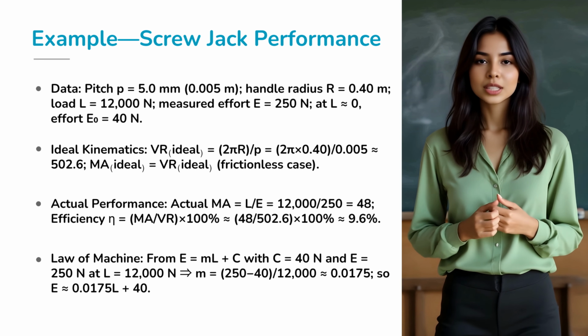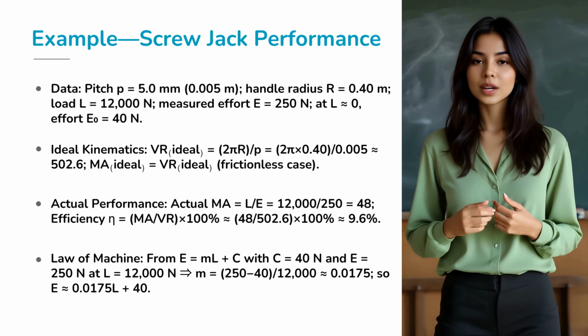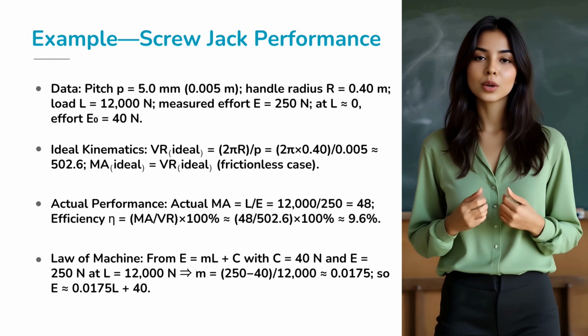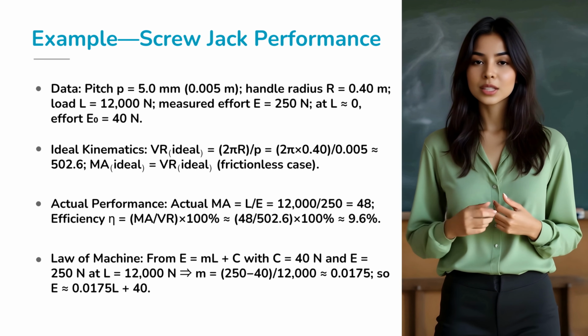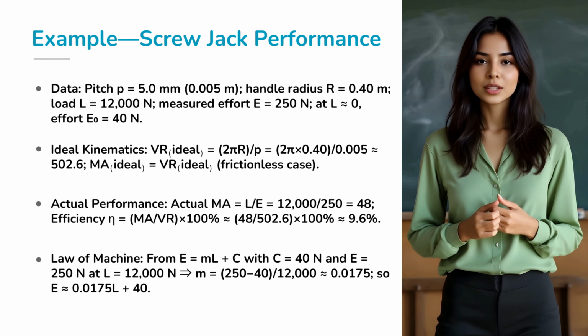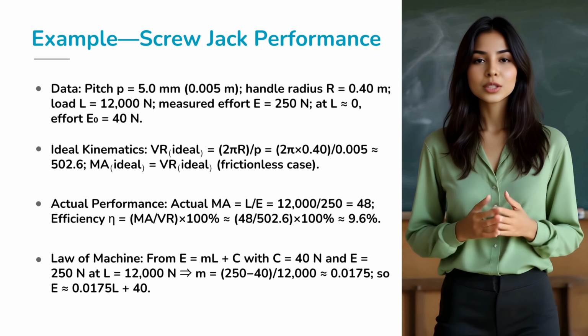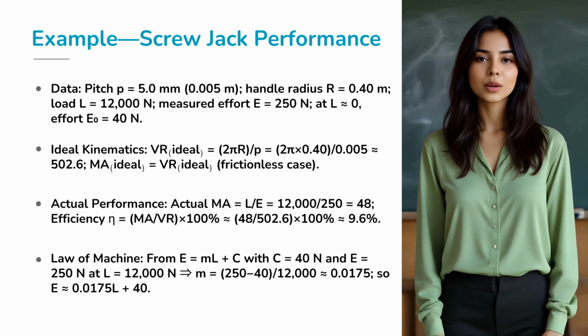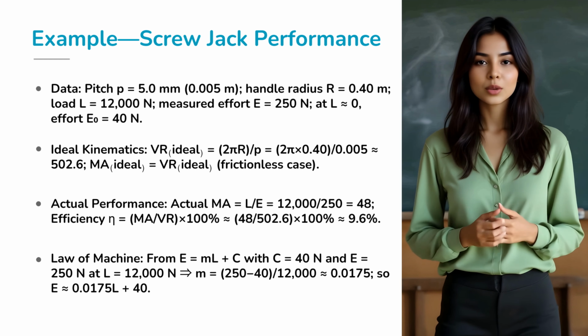Using the law of the machine, the effort can be expressed as m times the load plus c, where c is the constant effort to overcome friction at no load. Here, c equals 40 newtons. Substituting E equals 250 newtons at a load of 12,000 newtons, we find m equals (250 minus 40) divided by 12,000, which is approximately 0.0175. Therefore, the equation of the machine is E equals 0.0175 times the load plus 40.